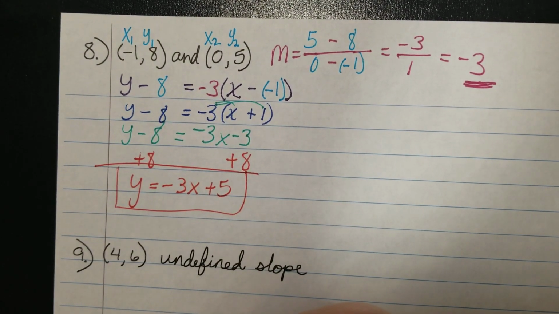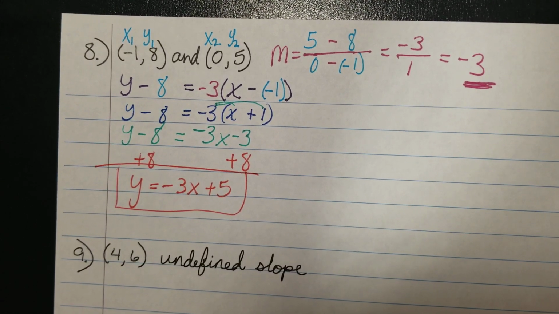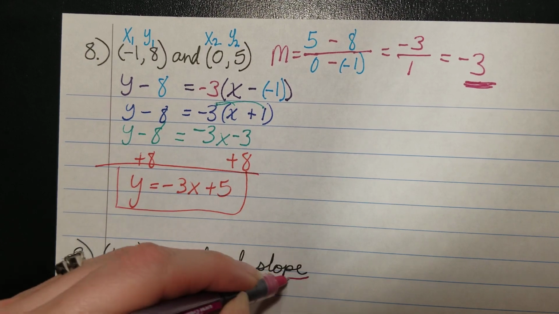On number 9, I am looking for an equation of a line that has an undefined slope that goes through the point 4,6. So undefined slope tells me that it has to be a vertical line.